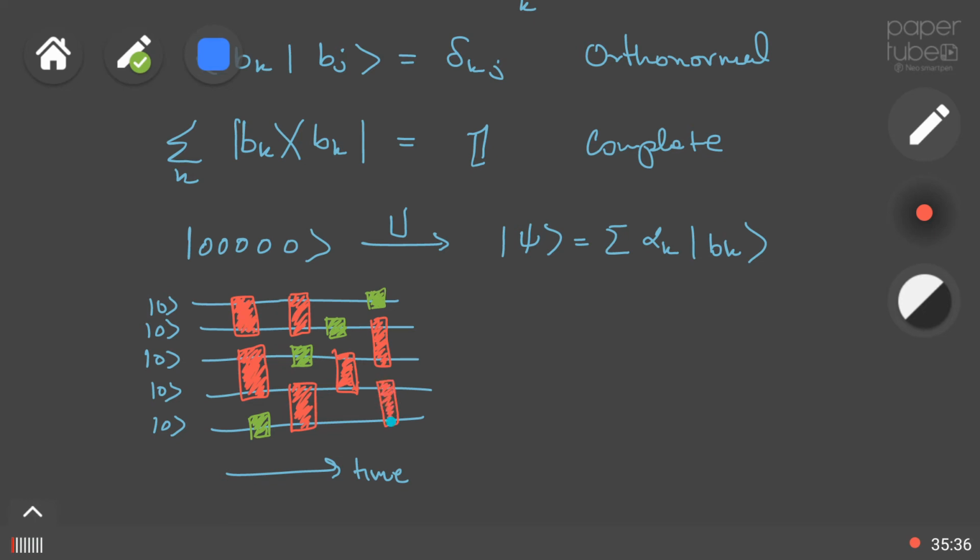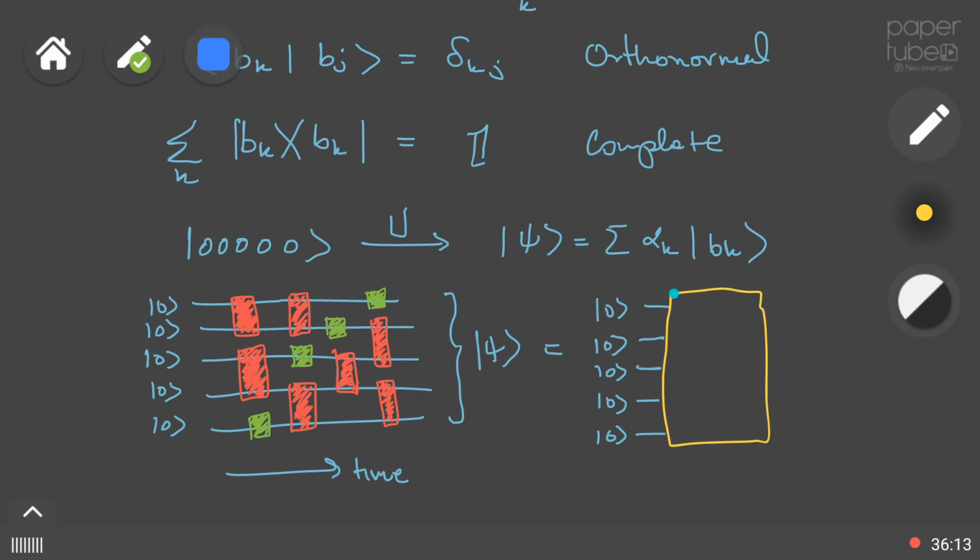And after we apply a bunch of these gates, our goal is to prepare here state psi. In other words, this circuit, you can think of it as starting with a bunch of zeros. The circuit is simulating some big unitary U for us.